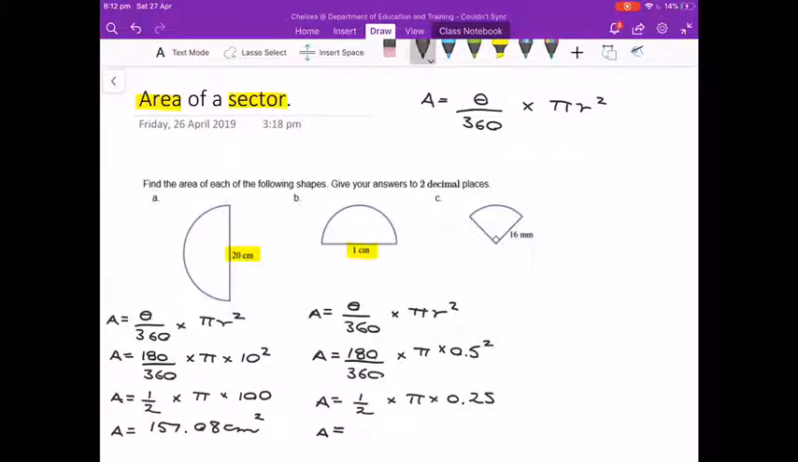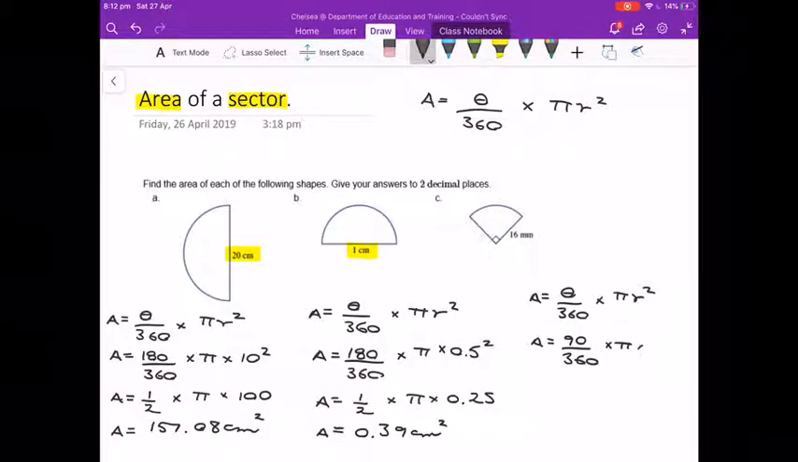And we have 0.39 centimeters squared. The last problem, area equals how many degrees over 360 times pi r squared. Now this time we have 90 degrees because we can see a right angle there. And the radius is 16. Now we have a radius there, not a diameter.